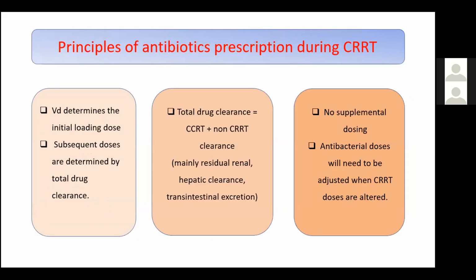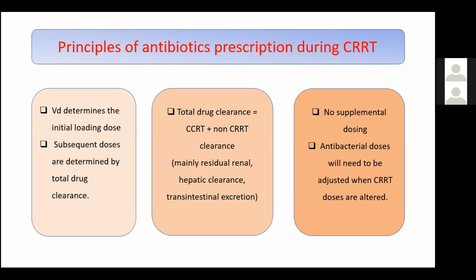So moving on to the principles of antibiotic prescription during continuous renal replacement therapy. Most of the patients who are on continuous renal replacement therapy are admitted in the ICU. They're usually very sick children with a large positive balance of maybe 5 or 6 liters, and they are oligoanuric, and they're very sick children on inotropes who are hemodynamically unstable.